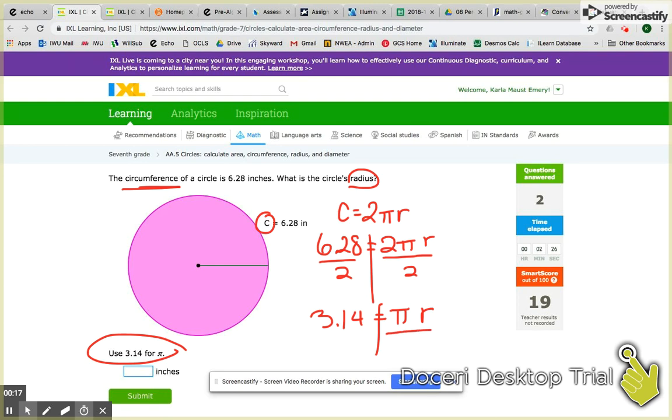Now I can divide each side by pi, and in this case it said to use 3.14, so this has actually turned into 3.14 divided by 3.14, which is equal to 1. So let's see if I'm right.